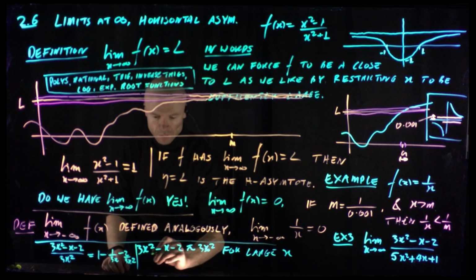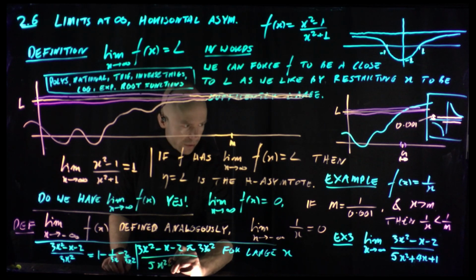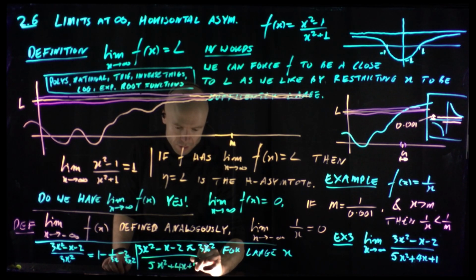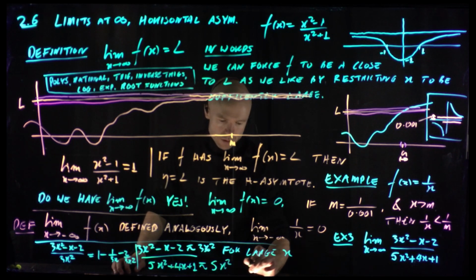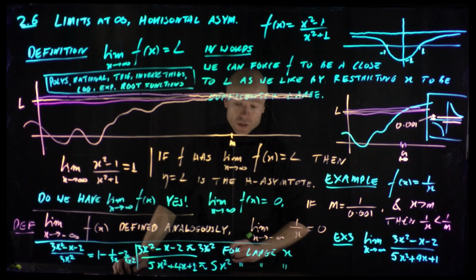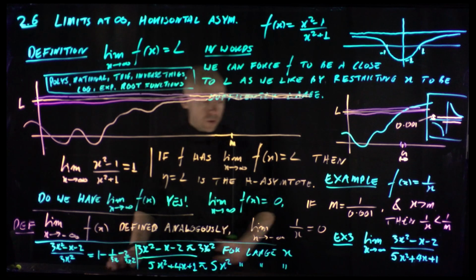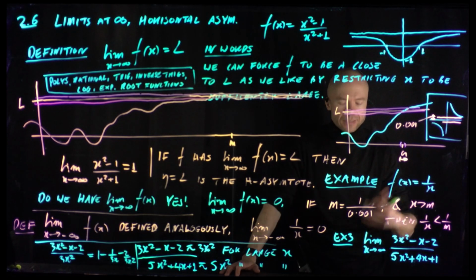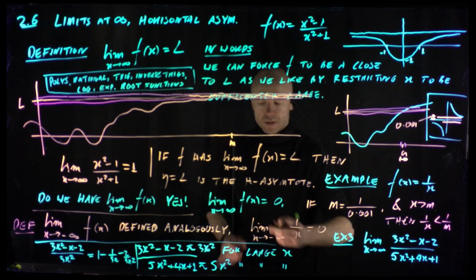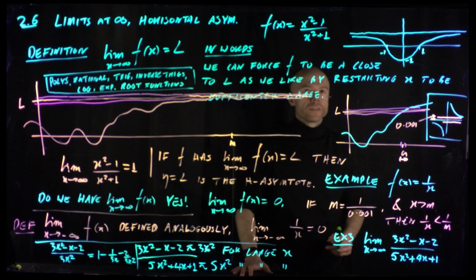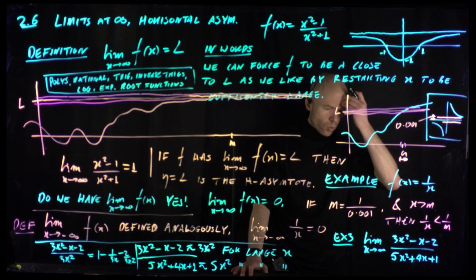And the same is true for this other function, 5x squared plus 4x plus 1. Morally, it's an awful lot like just 5x squared. Again, for large x. So the ratio of these two functions, as x gets larger and larger, we could expect it to be something like 3x squared over 5x squared, which is 3 over 5, right? And that is the rough, quick way to get an answer.